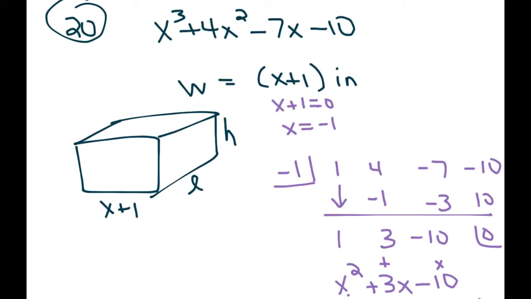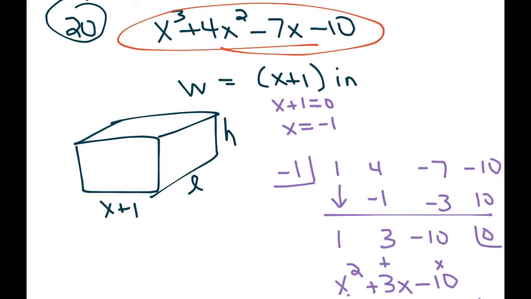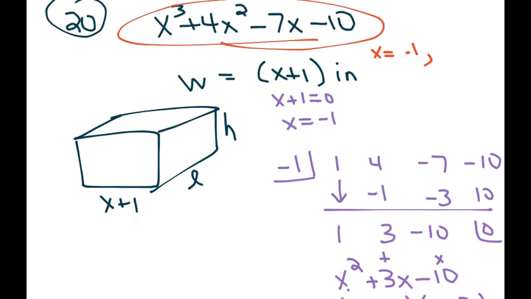A simpler method would be to actually have just graphed this in the calculator, in which case you would have seen it hit the x-axis at -1, -5, and +2. And then you would have known the factors were x plus 1, x plus 5, and x minus 2. Either method is acceptable.